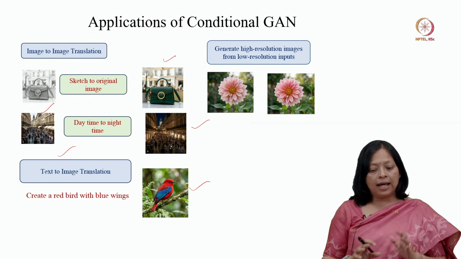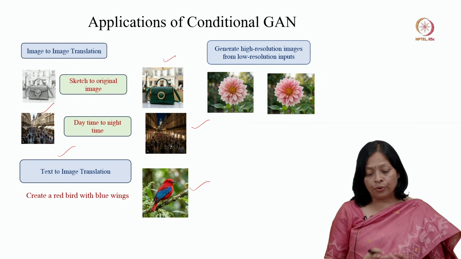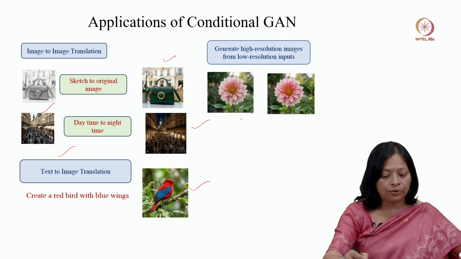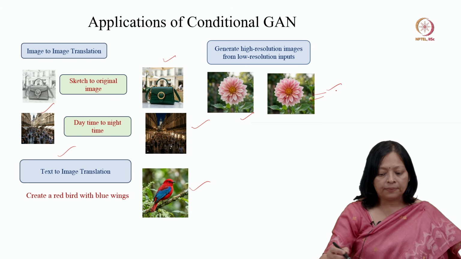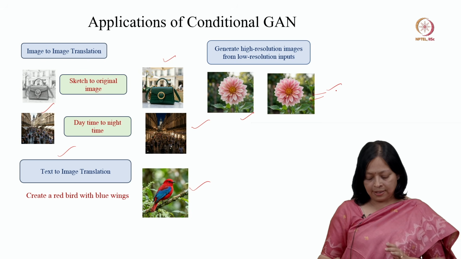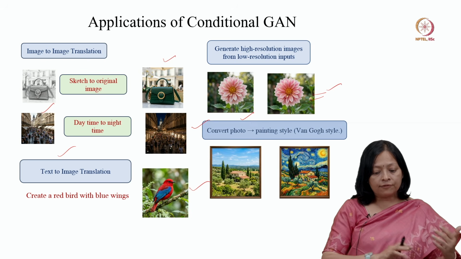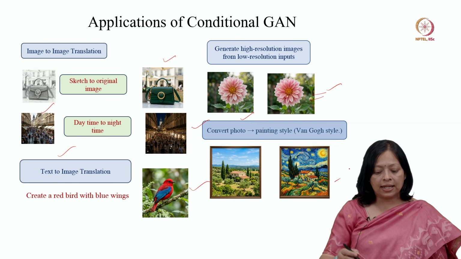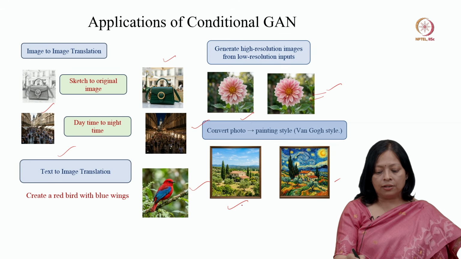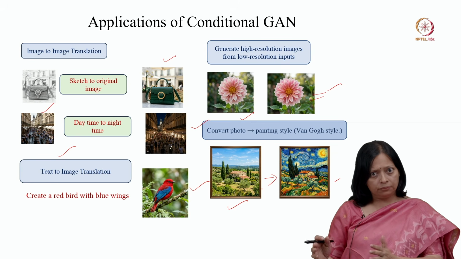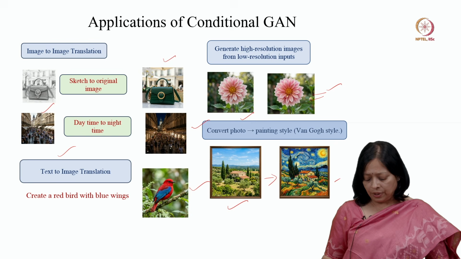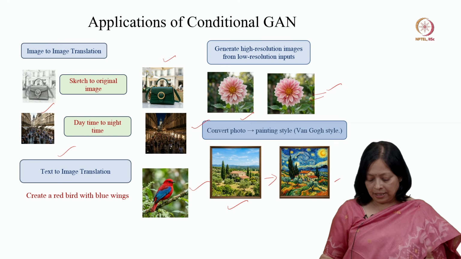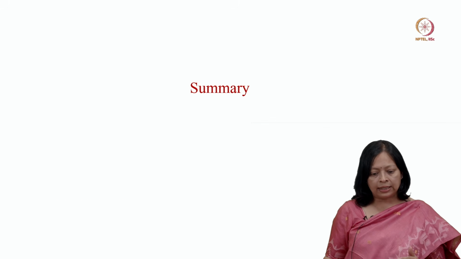Then generating high resolution images from low resolution inputs. This is a low resolution input, you can see much more details in this image. So, from low to high resolution images, and converting photo to painting of different styles. In this case it is Van Gogh style. So, there is a painting here, it got converted to this one, a particular style of painting. Okay. So, these are the various applications of conditional GAN.